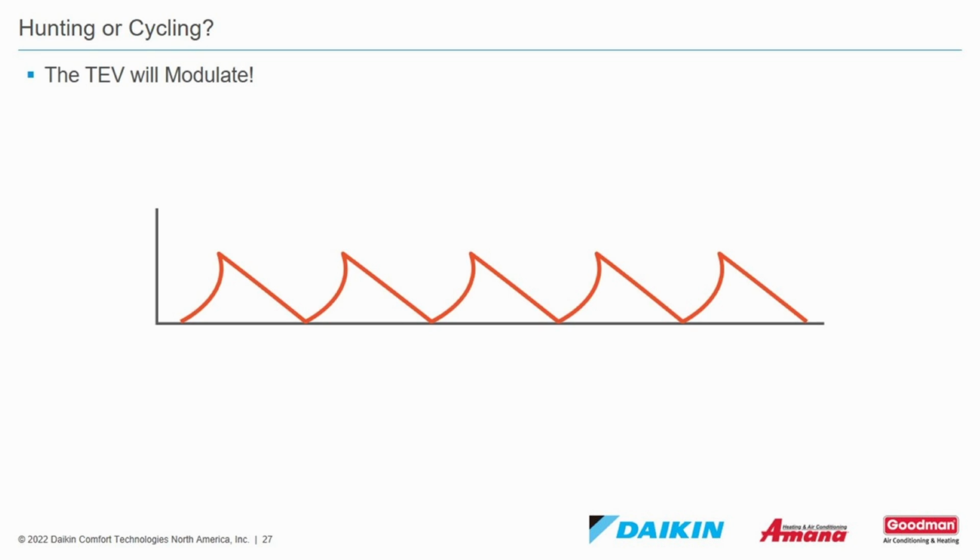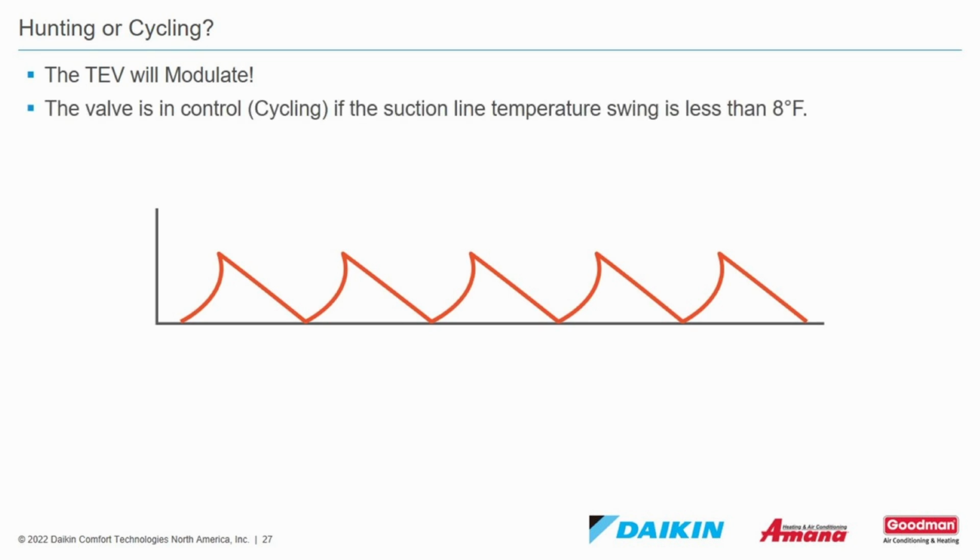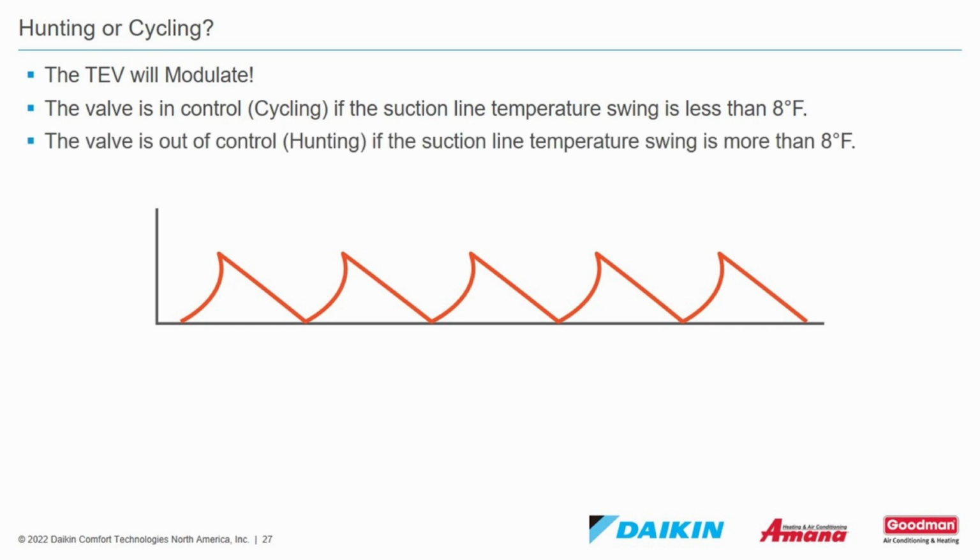Hunting or cycling. The TEV will modulate. The valve is in control, cycling, if the suction line temperature swing is less than 8 degrees Fahrenheit. The valve is out of control, hunting, if the suction line temperature swing is more than 8 degrees Fahrenheit.